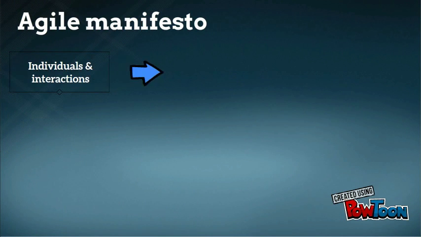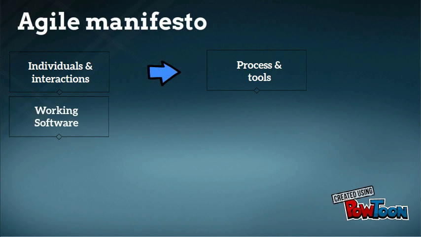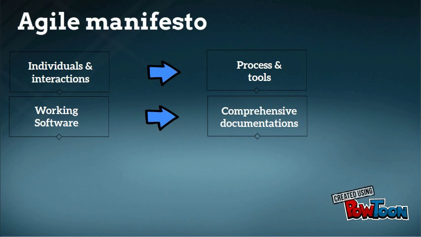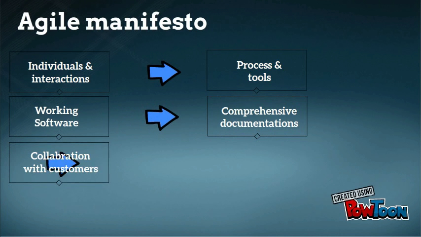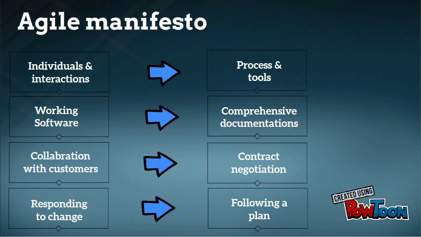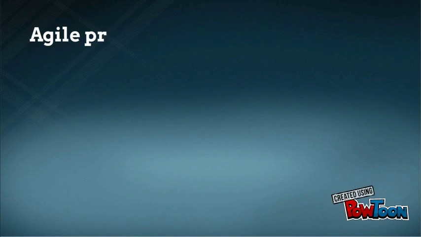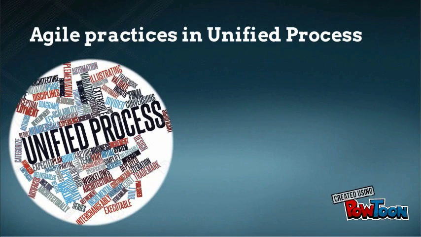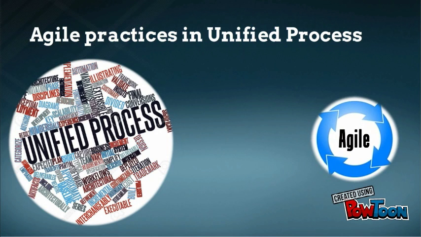The Agile Manifesto emphasizes individuals and interaction over processes and tools, working software over comprehensive documentation, collaboration with customers over contract negotiation and responding to change over following a plan. So, what Agile practices and principles can be identified in the unified process?